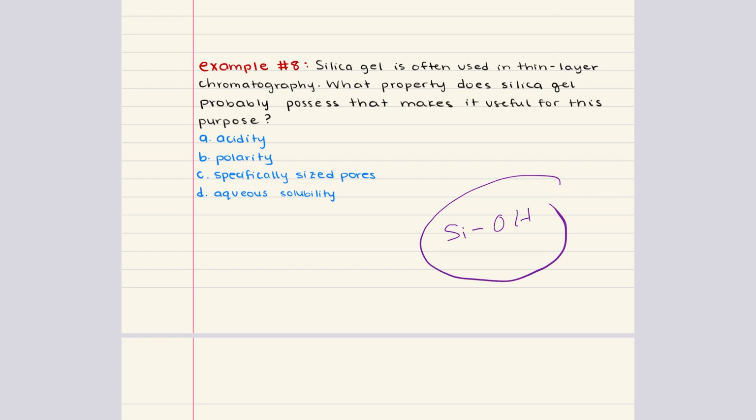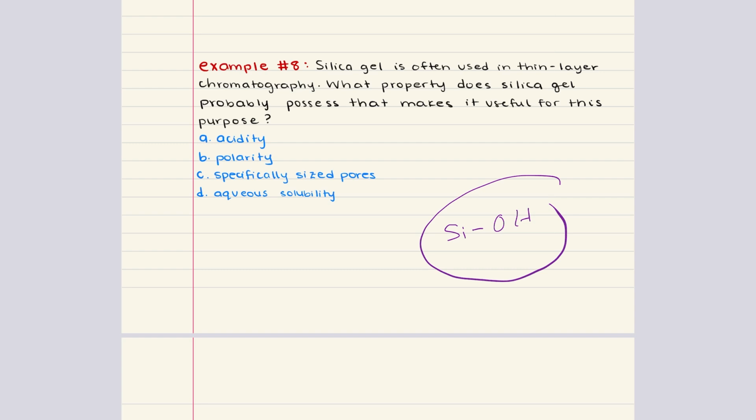This polarity is critical in chromatography because it allows silica gel to hold on to polar compounds more tightly, and that slows down their movement. Less polar compounds won't stick as well, and they'll travel farther up the TLC plate. And that's how separation is achieved.